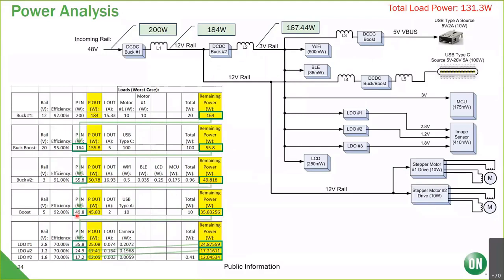I bring that into my boost rail, which is the type A connector right here. And that's going to need 10 watts worst case. Now I'm down to 35.8, so on and so forth. And you can see once I deliver my 35.8 watts remaining to my LDOs for the camera, and I divvy those out, now I'm left with 12 watts. So basically, starting with 200 to service 131.3 watts worst case, I've got 12 watts left over. So I just wanted to walk through that with you.